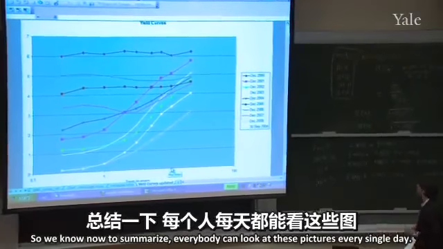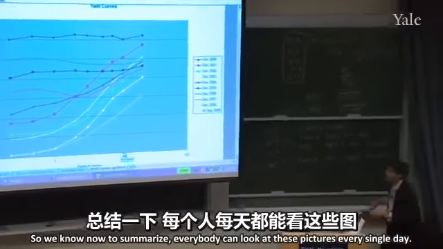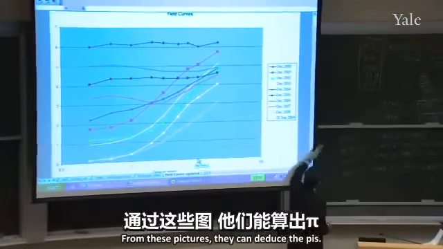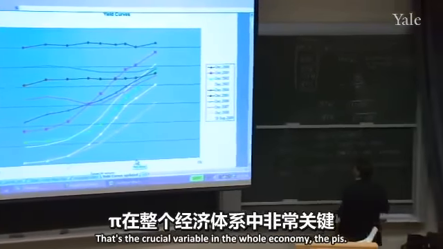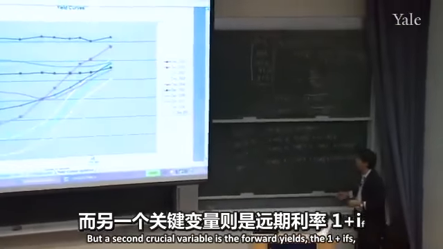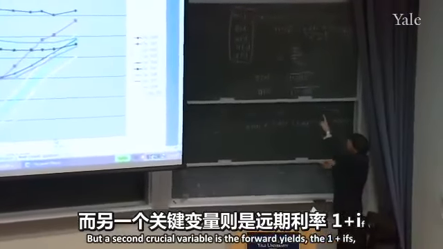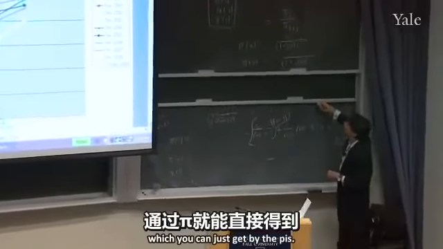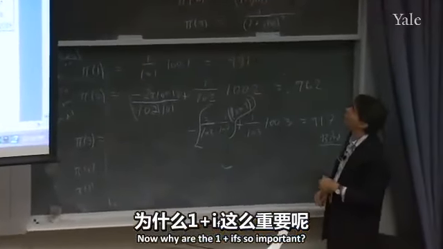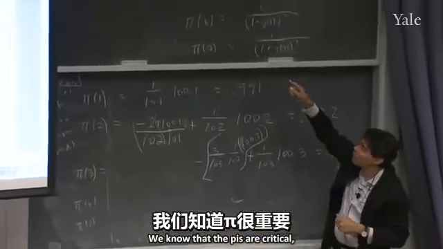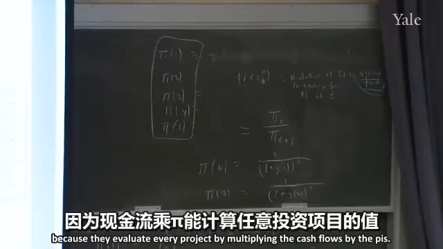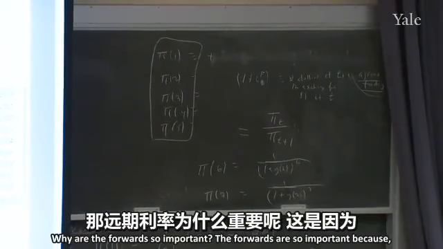Okay, so to summarize, everybody can look at these pictures every single day. From these pictures, they can deduce the pies. That's the crucial variable in the whole economy, the pies. But a second crucial variable is the forward yields, the 1 plus IFs, which you can just get from the pies. Now, why are the 1 plus IFs so important? We know the pies are critical because they evaluate every project by multiplying the cash flows by the pies. Why are the forwards so important?